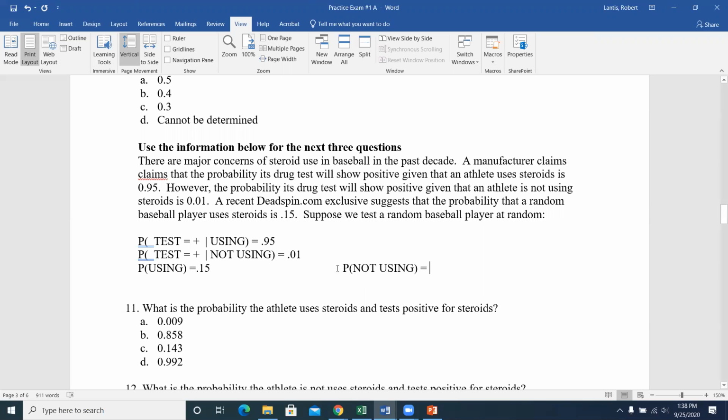Well, if the probability they're using is 0.15, the only other possibility is that they're not using, right? So the probability would just be 0.85, 1 minus it. These two things would have to add up to 1. I'm either using or I'm not using. What about here? Given that someone is not using steroids, the probability to get a positive test result is 0.01.